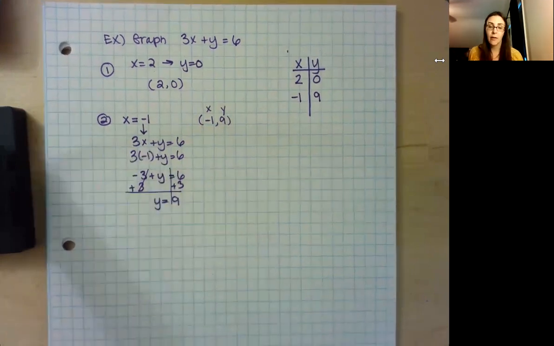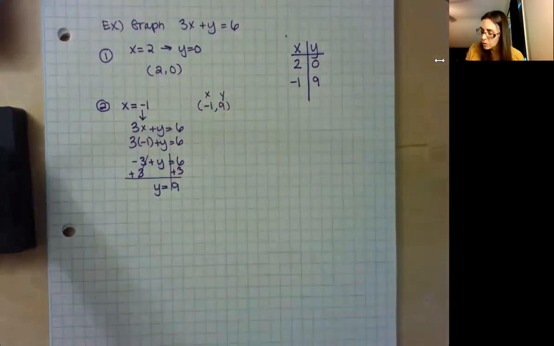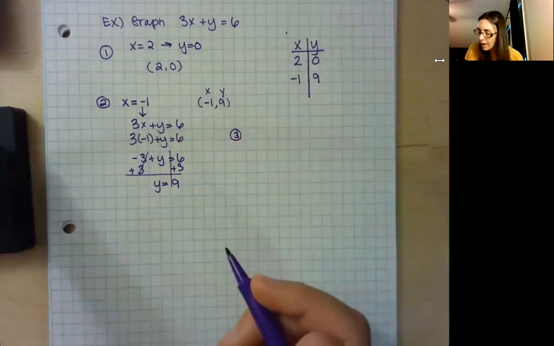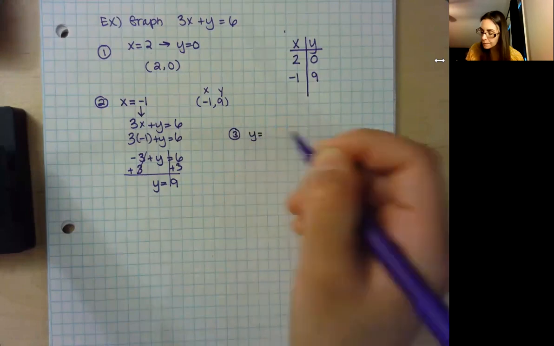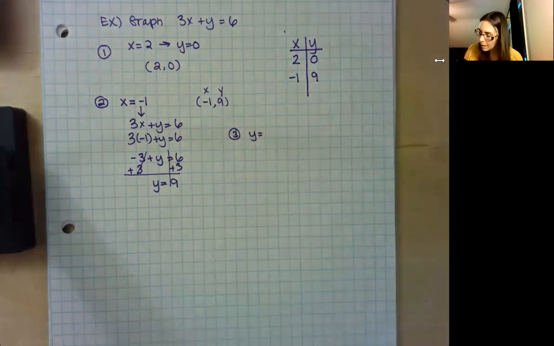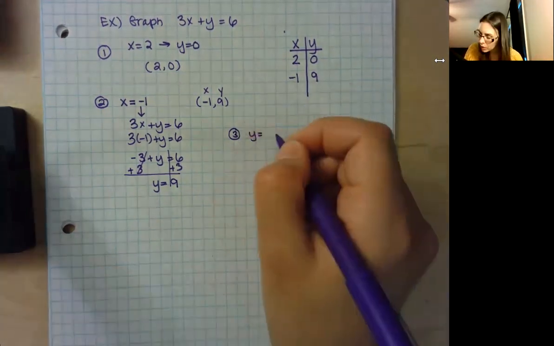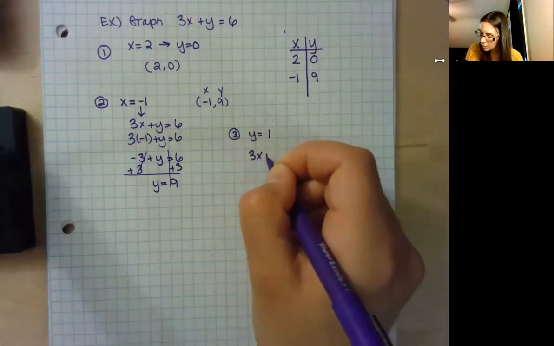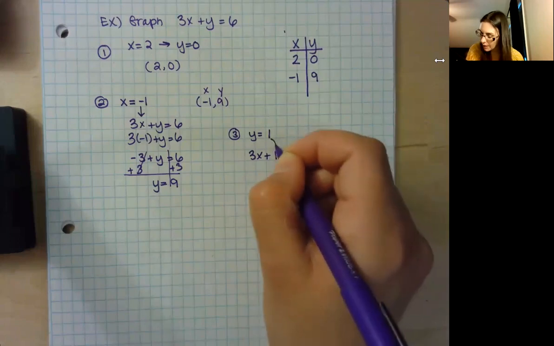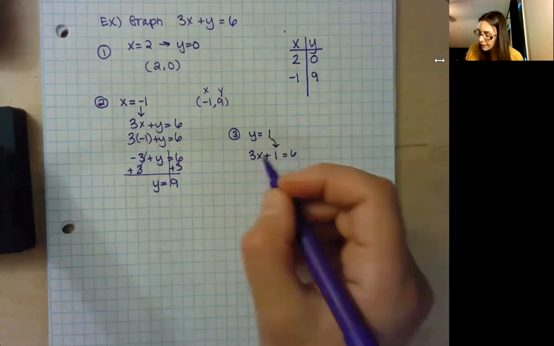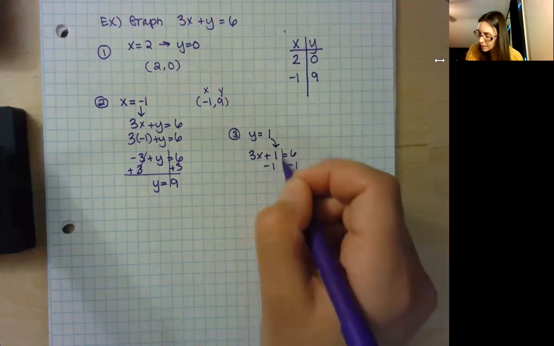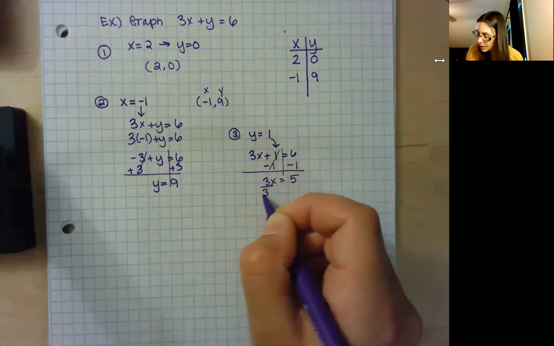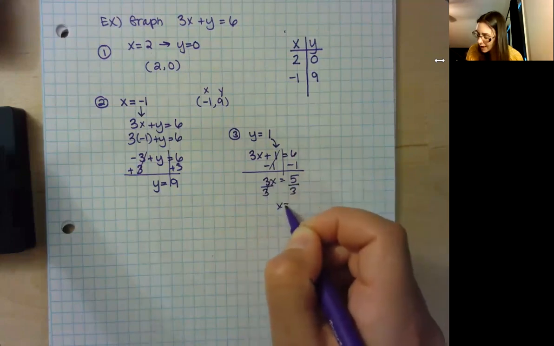Now, technically 2 points are enough, but I usually do like to find a third point. I do find it best to have at least 3 points. So this time I'm going to pick a y value. You can pick an x or you can pick a y. Let's see, I'm going to pick y is equal to, how about 1 here? So I have 3x plus 1 equals 6. So I'm replacing that y value, right? I have to solve, so I'm going to subtract 1 from both sides. 3x is equal to 5. I'm going to divide by 3. I get x is equal to 5/3.